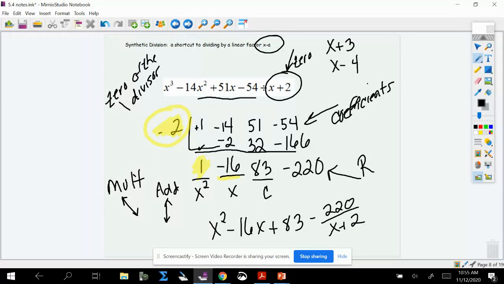So again, you are setting up this box or this L. You are multiplying diagonally. You are adding vertically. And each number that you get underneath this L shape will represent a term in your answer. Obviously, you're going to need to see a few more to have it make any sense at all.